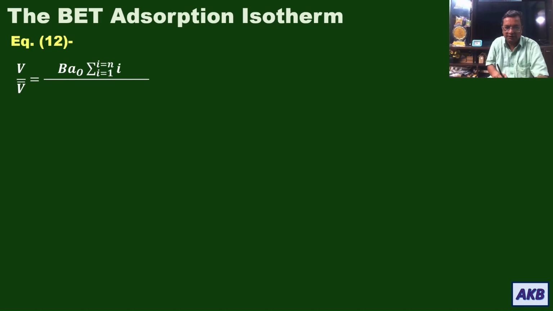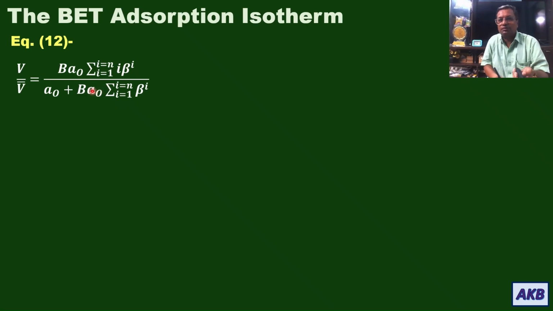What is that equation? V upon V bar is equal to B into A naught into summation of i into beta raised to i, where i goes from 1 to n, divided by A naught plus B into A naught, summation of beta raised to i, where i goes from 1 to n. So, if you remember, in our previous analysis, we had replaced n with infinity. That is, an infinite number of layers of the adsorbed molecules were allowed to form. And that was according to the BET theory.